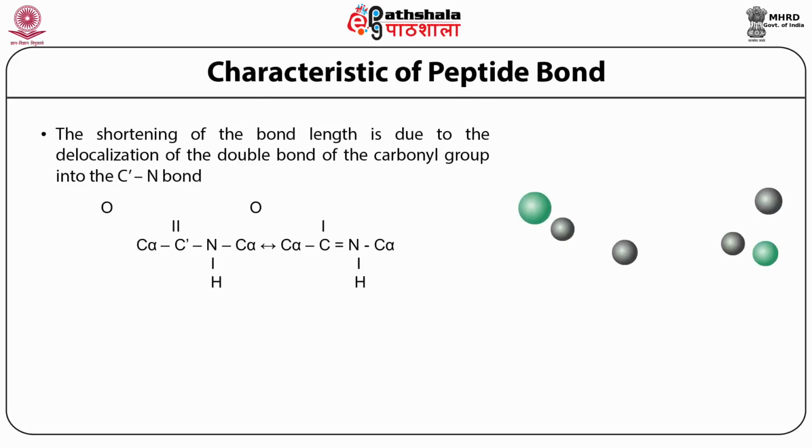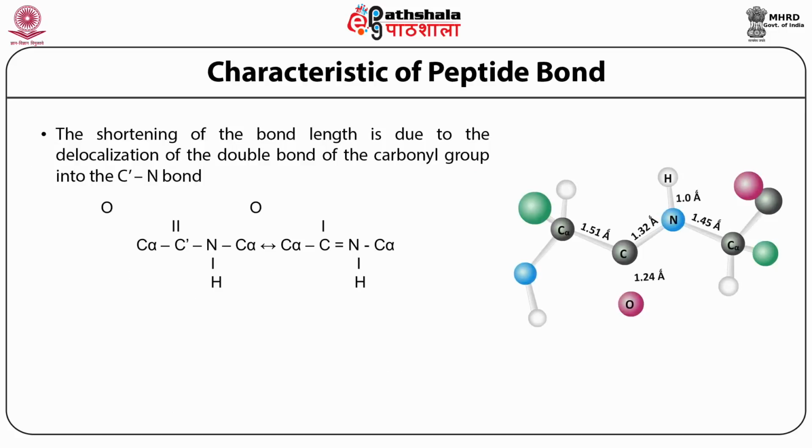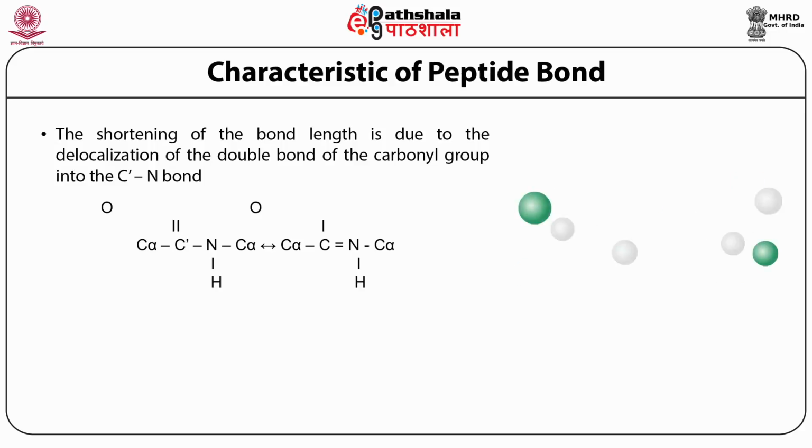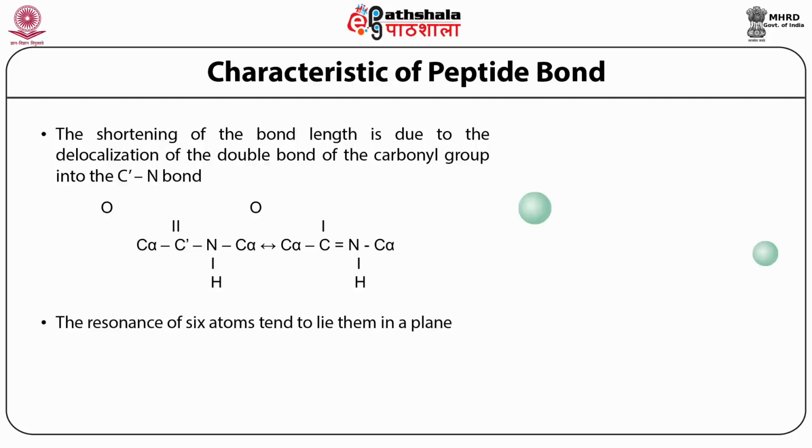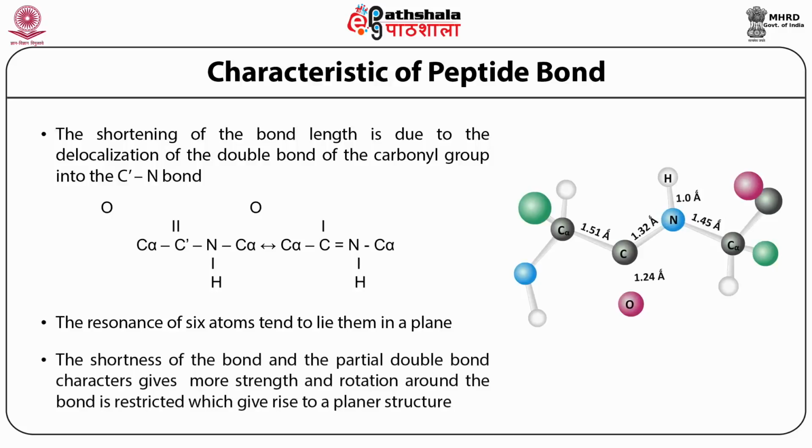The shortening of the bond length is due to the delocalization of the double bond of the carbonyl group between C prime O and C prime N. This resonance of the 6 atoms tends to lie them in a plane. The shortness of the bond and the partial double bond character give more strength, and rotation around the bond is restricted, which gives rise to a planar structure.